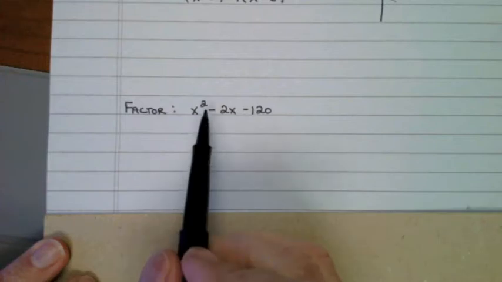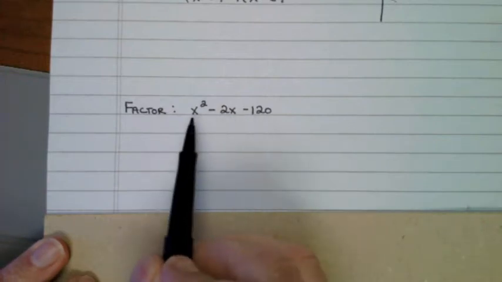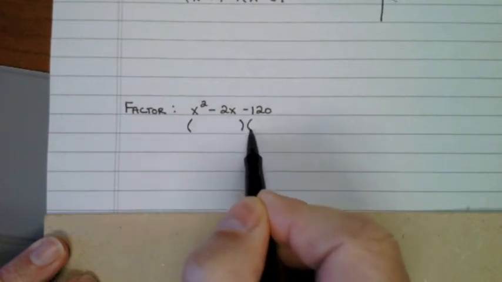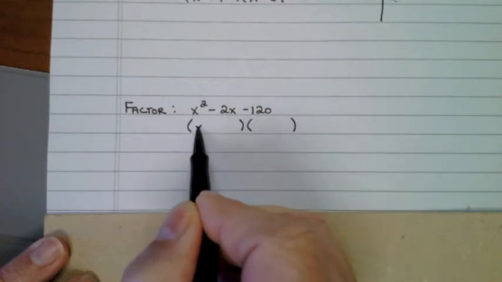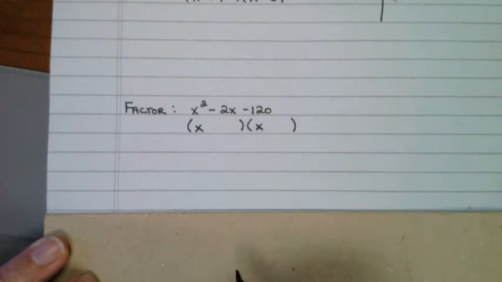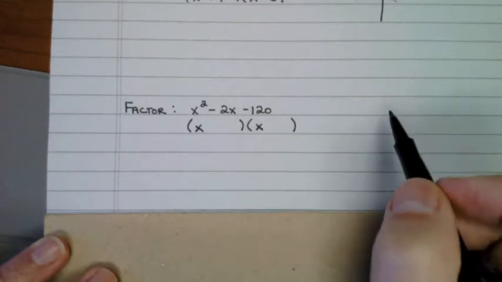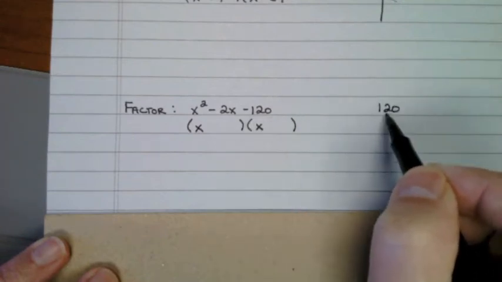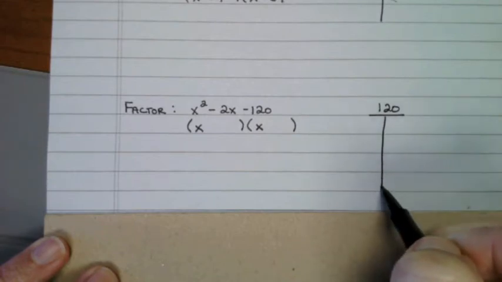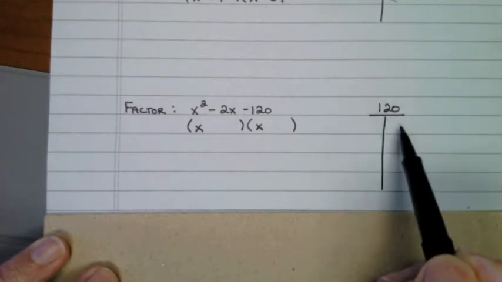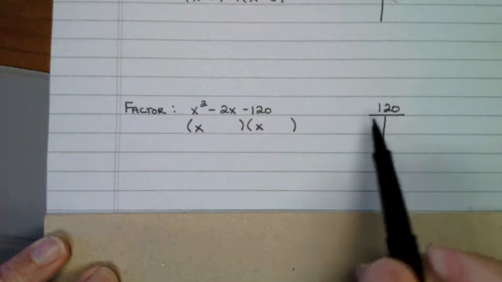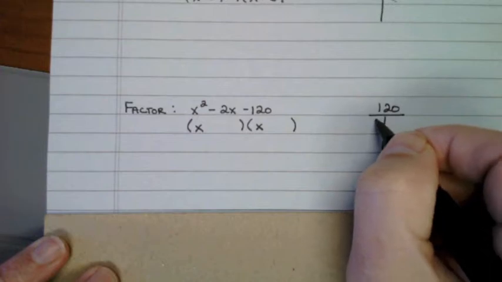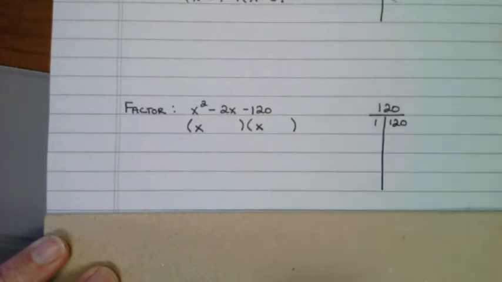Next example. I look for the greatest common factor first. All three of these terms don't have anything in common. I make my two sets of parentheses. I put this variable in the front for each one of them. I need to make a list of numbers that multiply together to give me 120. When I make this list, the two numbers I pick, if I can add them or subtract them, they should give me -2. So I make a complete list starting with 1 and 120.